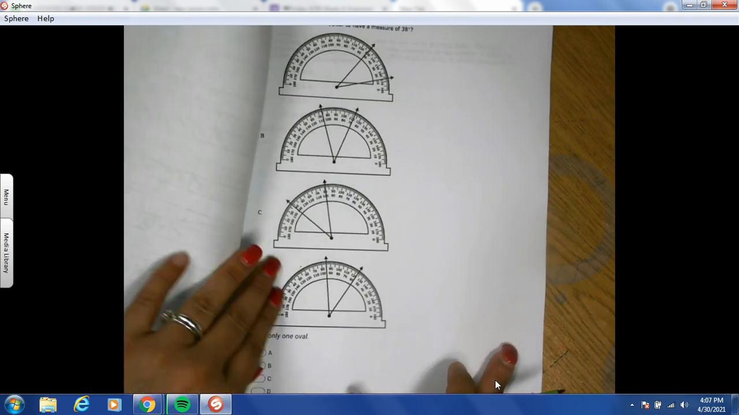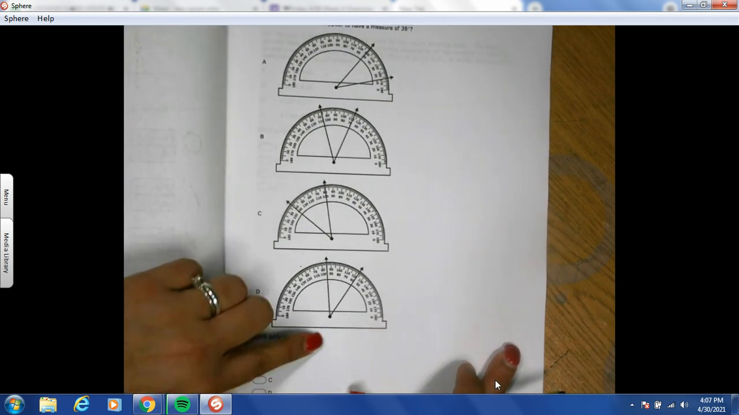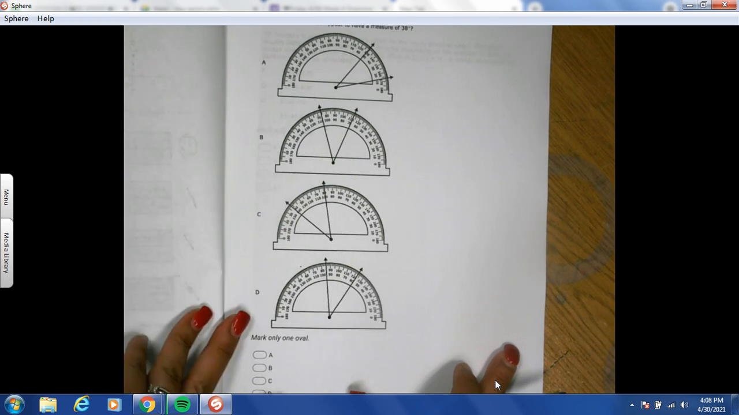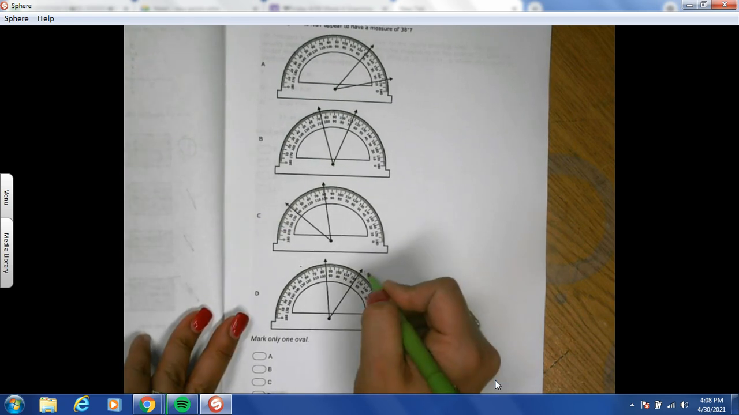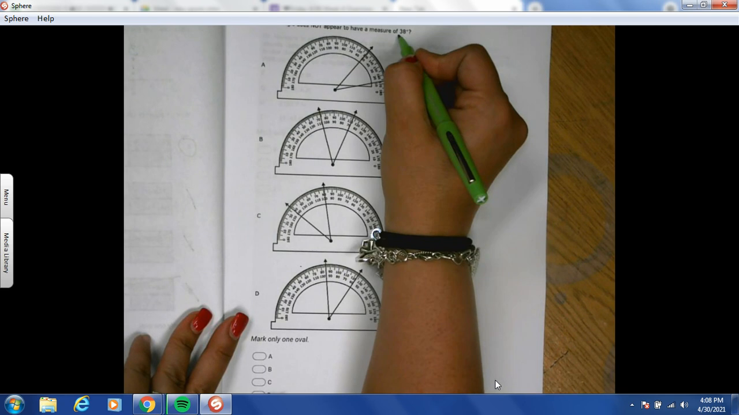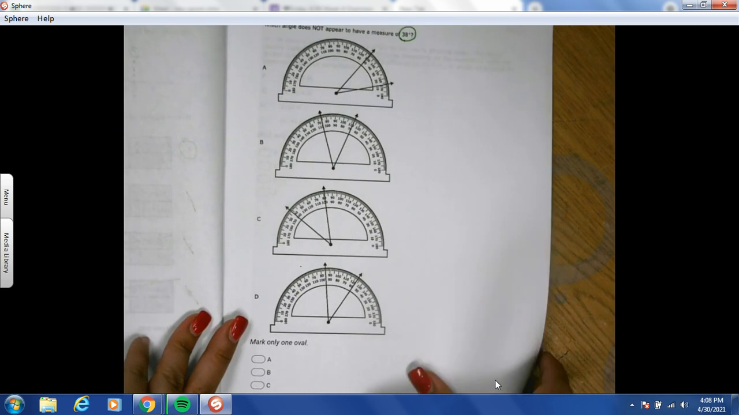Just remember that whenever you have that angle that doesn't start at 0, you need to mark it where you want it to be the 0. And this one is looking for a measurement of 38.